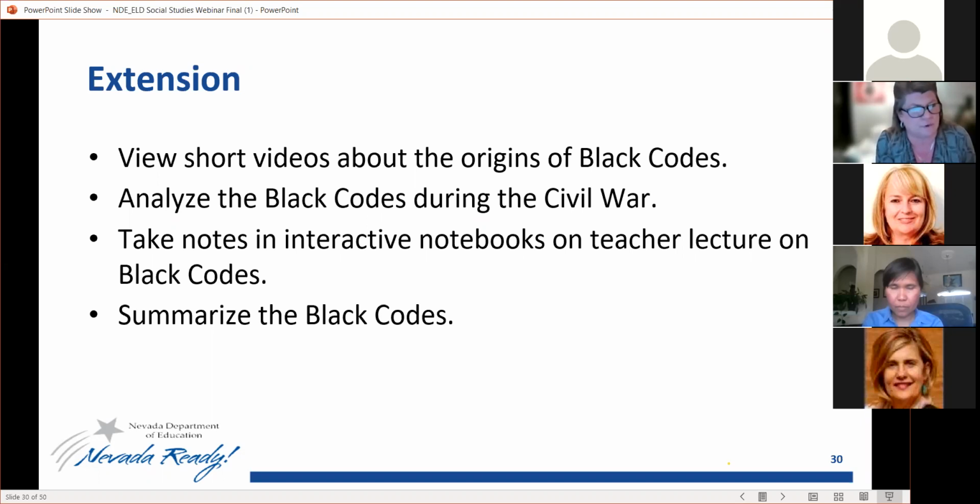Analyze the Black codes during the Civil War and then after the Civil War. And some of the ways you could do this, you could either do an interactive notebook, you could do a lecture, and then at the end, of course, summarize and analyze. And then if you finally can get to the 6th practice, that would be to take action. What kind of action could you take at the end with your extension? All right, next slide.